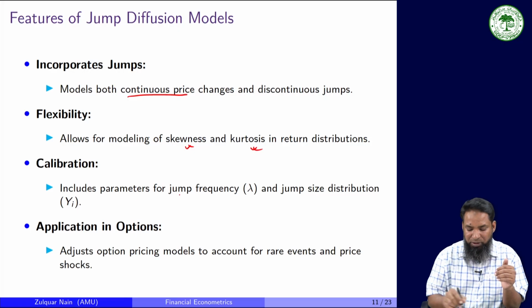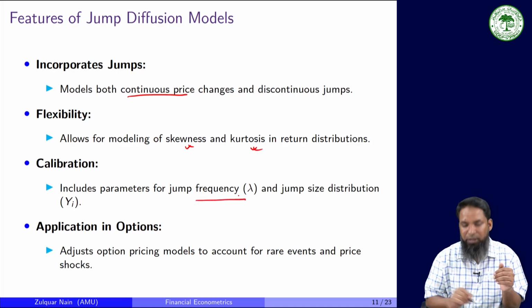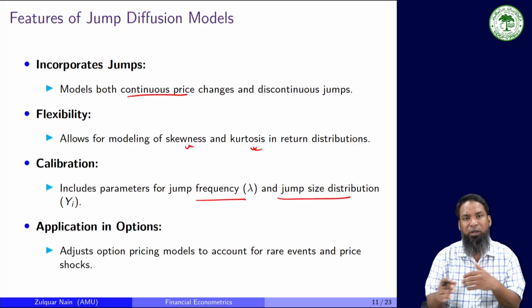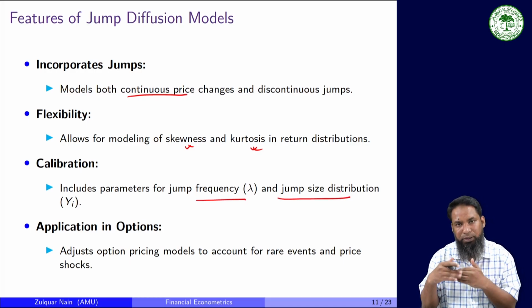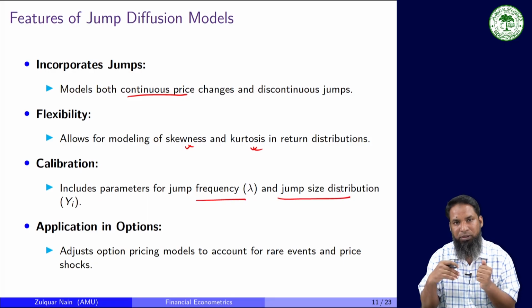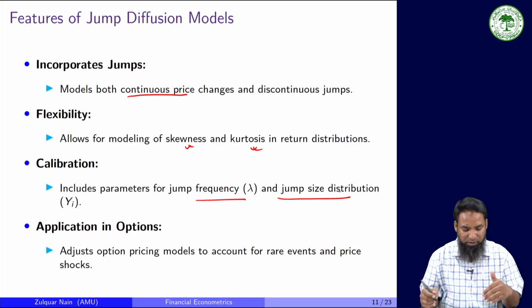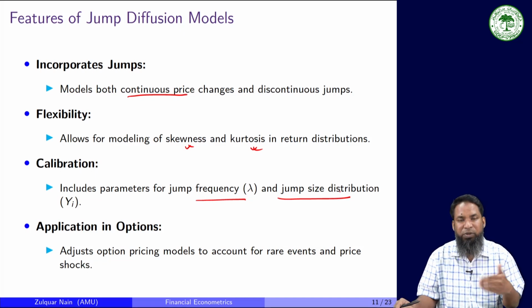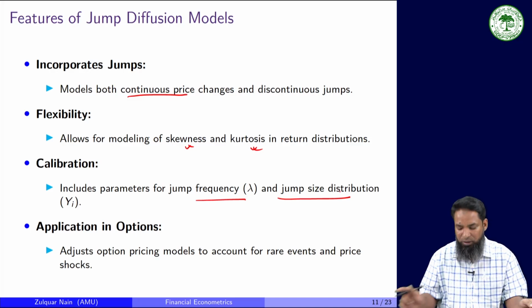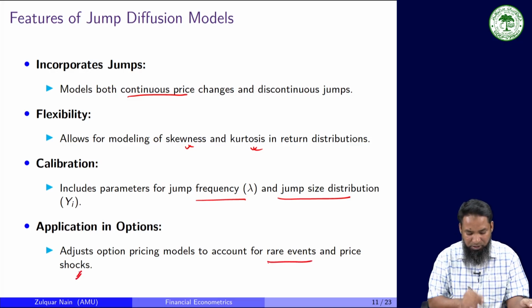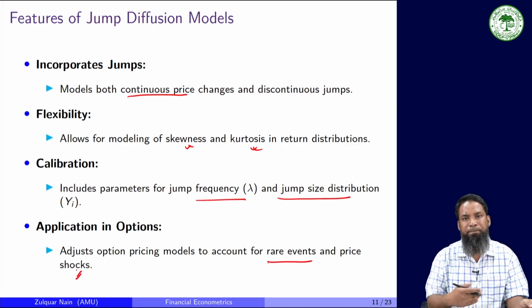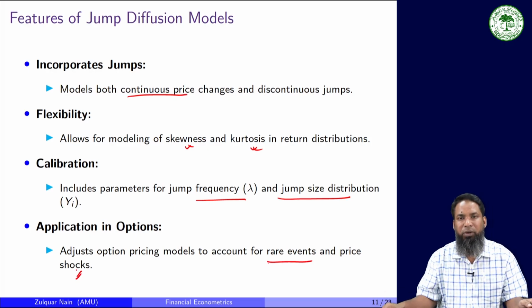Then it includes a parameter for the jump frequency, that is lambda, and the jump size distribution. Depending on the intensity and the absolute change, which captures the minus as well as the plus, we can calibrate to capture the asymmetry in the process. It is very much applicable in options, where it adjusts the option pricing models to account for rare events and price shocks, which the traditional volatility models are not able to do.